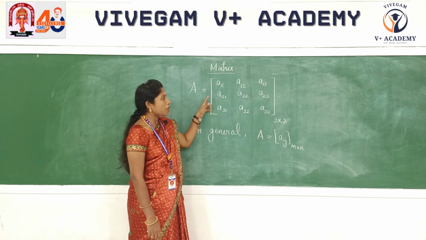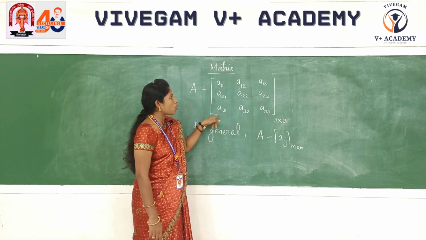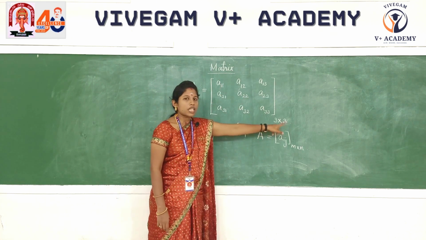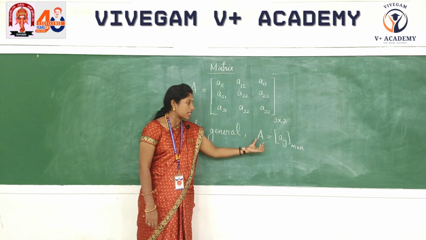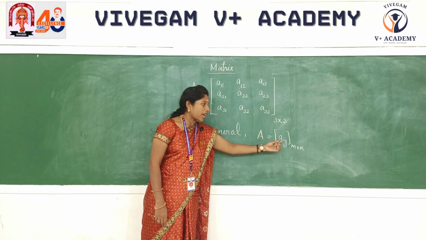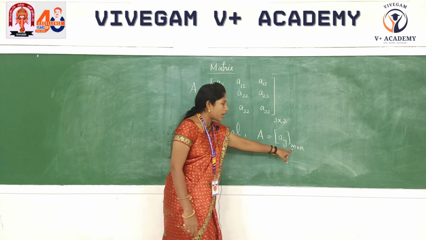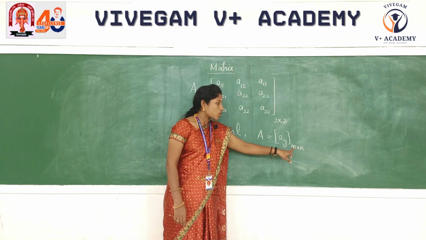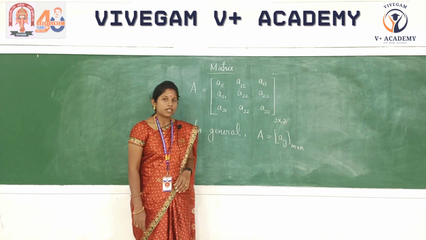And here the order is: number of rows are 1, 2, 3, so 3 cross, columns also 1, 2, 3. So 3 cross 3 is the order of this matrix. In general, we have to label the matrix as capital A is equal to array Aij, where Aij is an element, so it should be in a small letter, and the order has to be written in the suffix. So m cross n, where m is the number of rows and n is the number of columns.